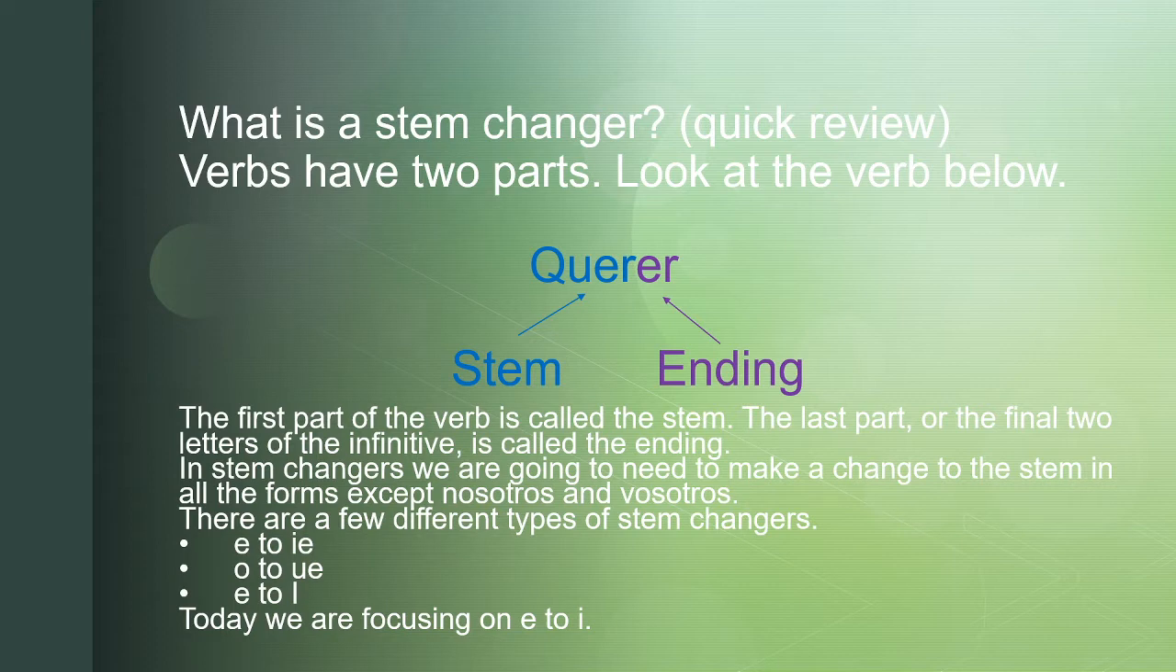Sometimes they're changing from E to IE, sometimes from O to UE, sometimes from E to I. So the first part of the verb is called the stem. The last part is called the ending. And in our case, we're going to be talking about verbs where that last syllable changes E to I.